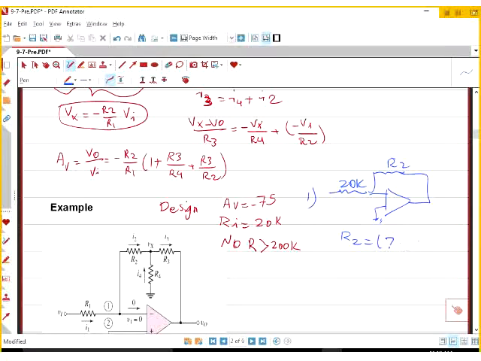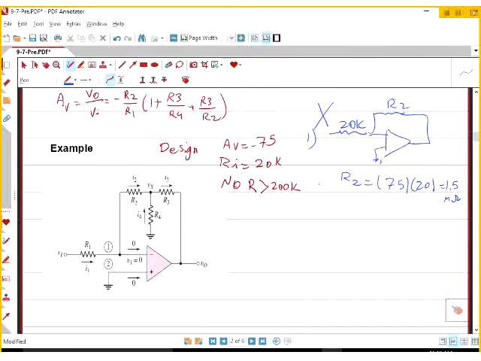Excellent. So 75 multiplied by 20K is 1.5 mega. Are we fine? Is the design good? No, because we said no resistor greater than 200K. So this method is not going to work.